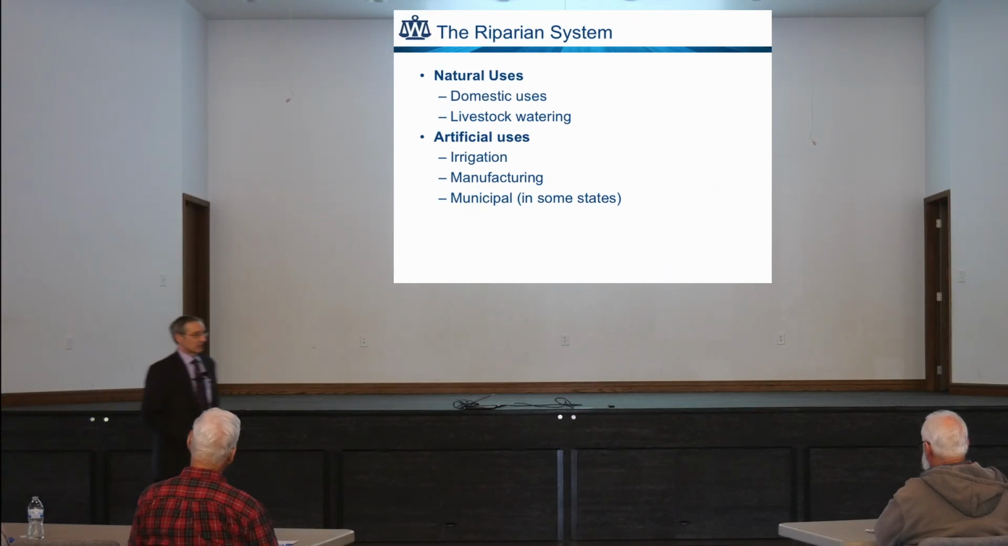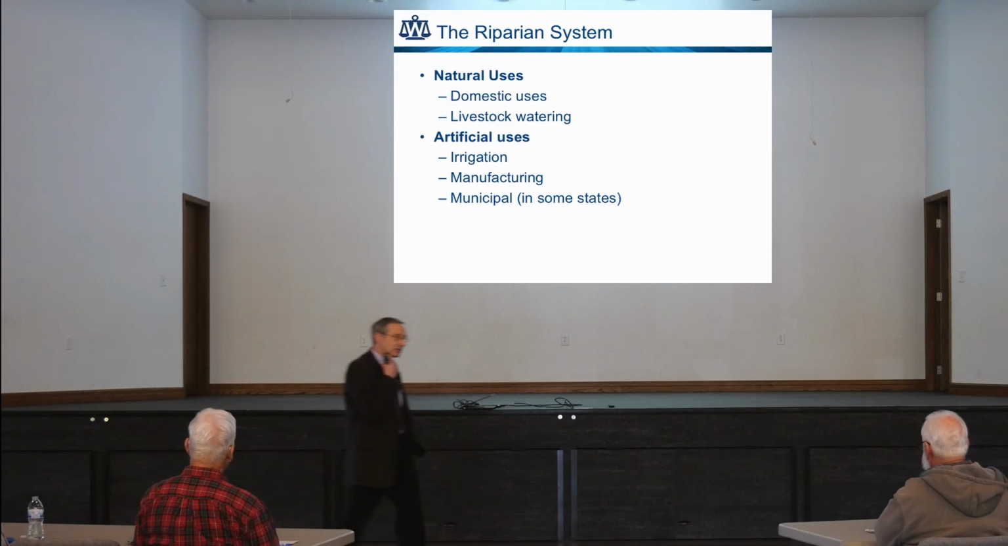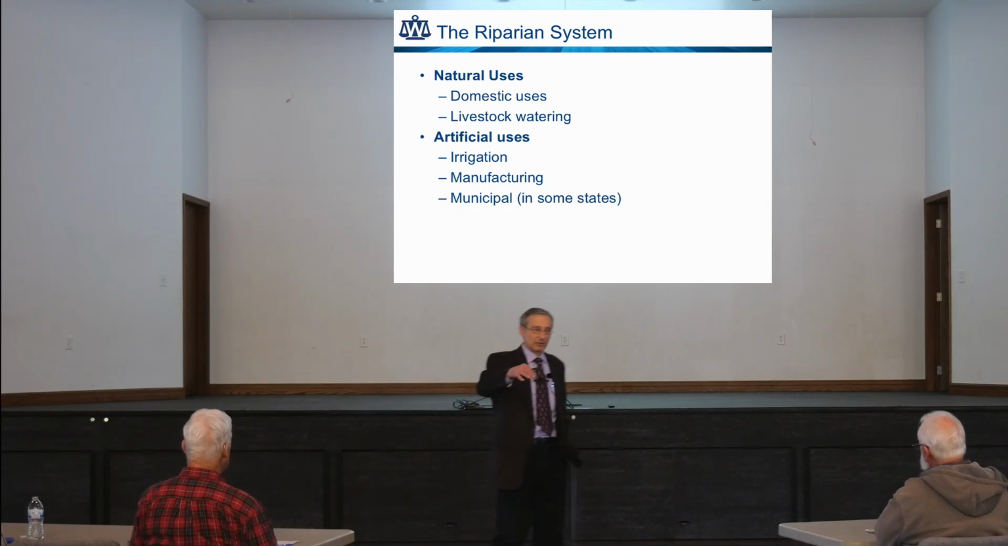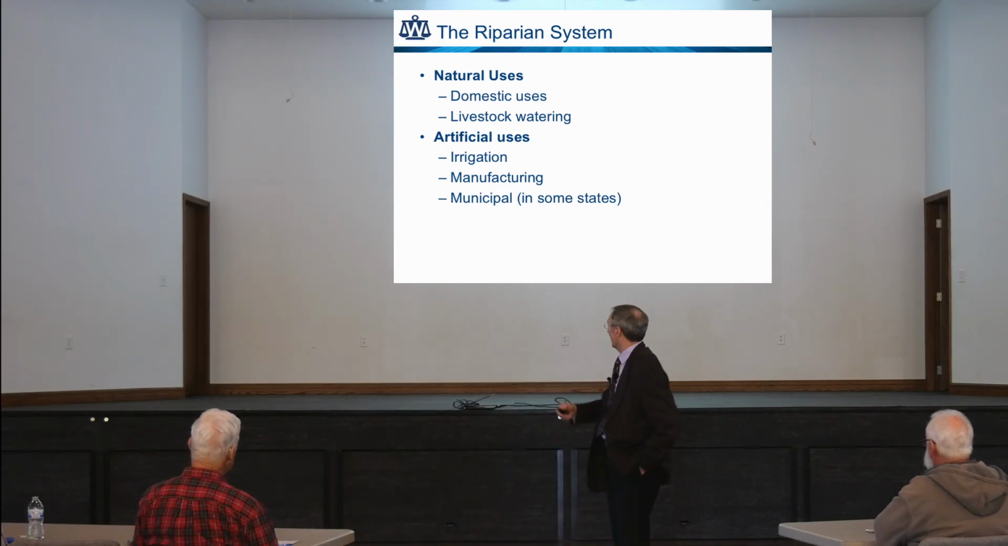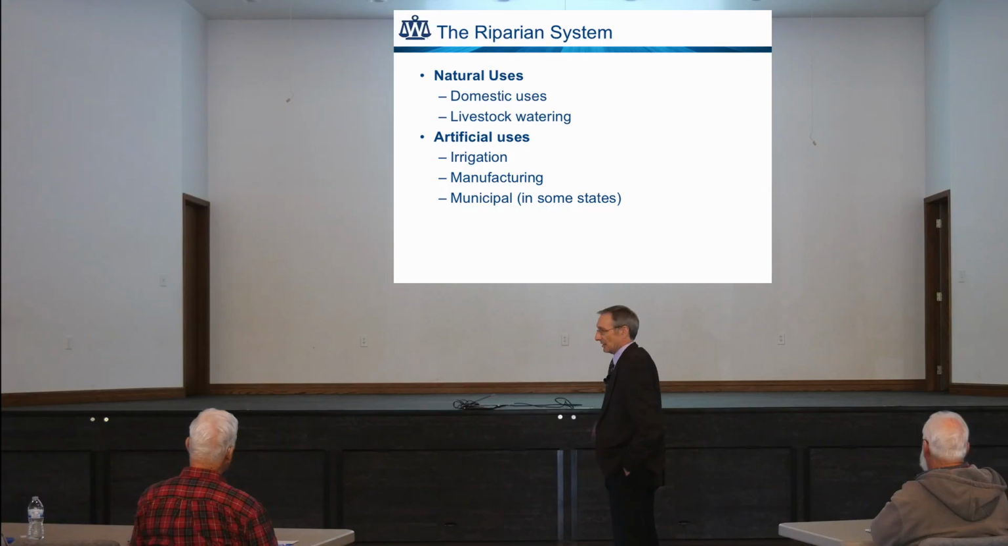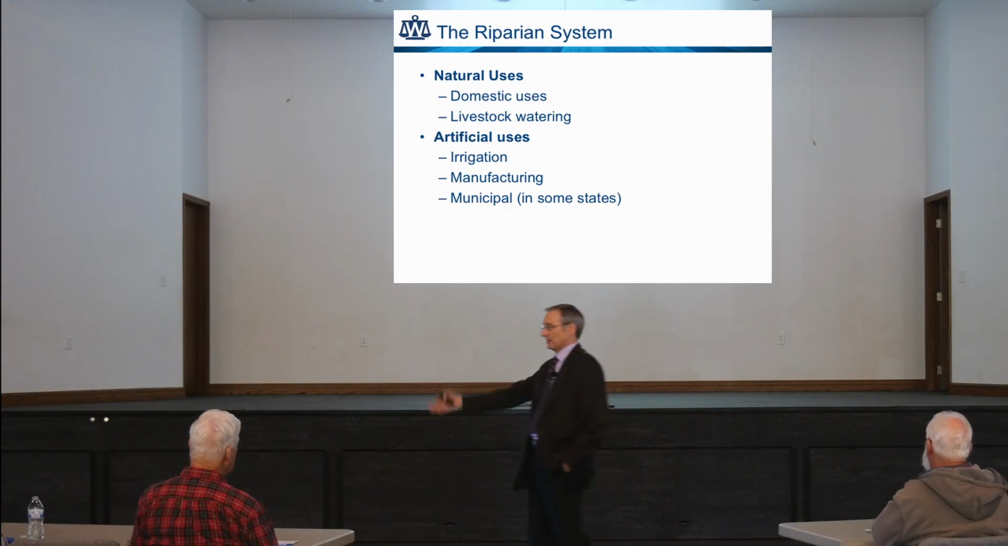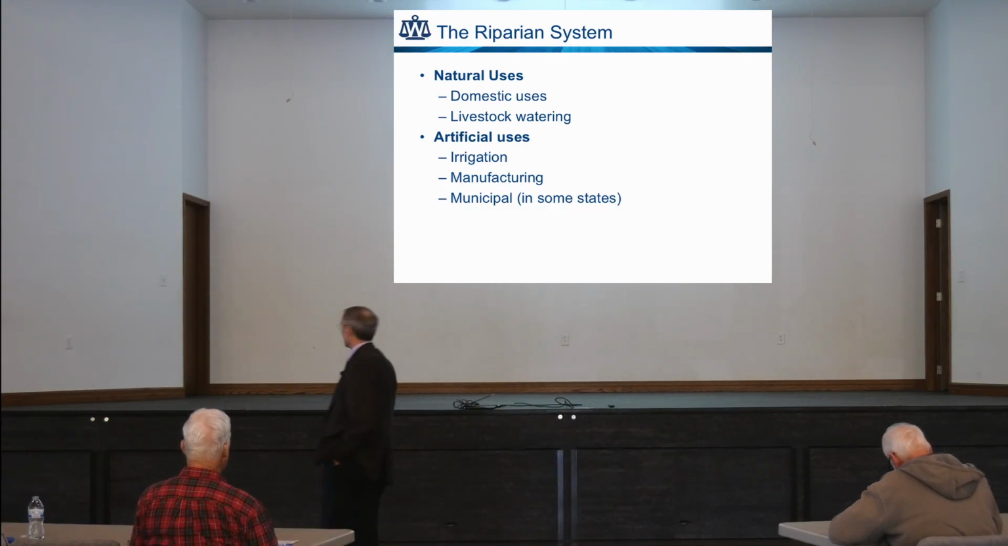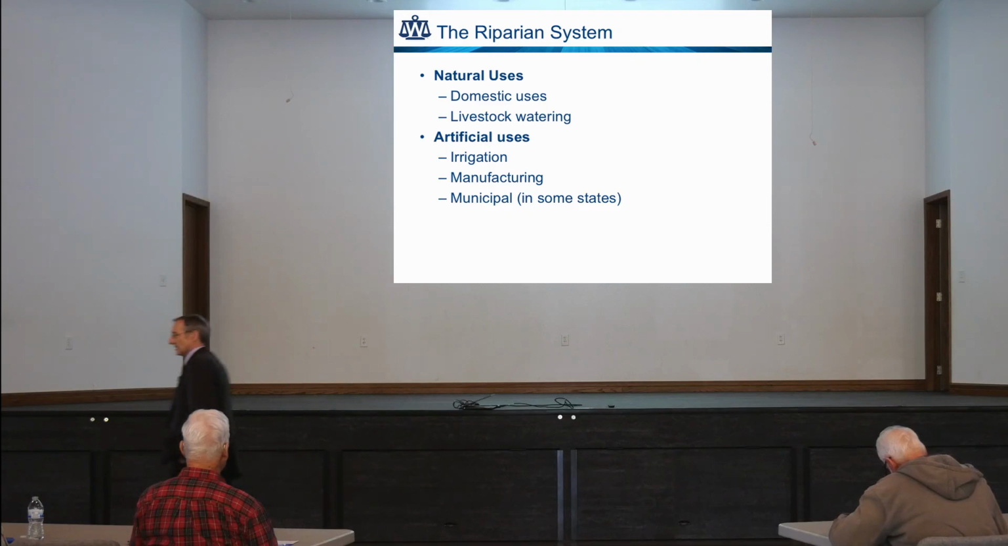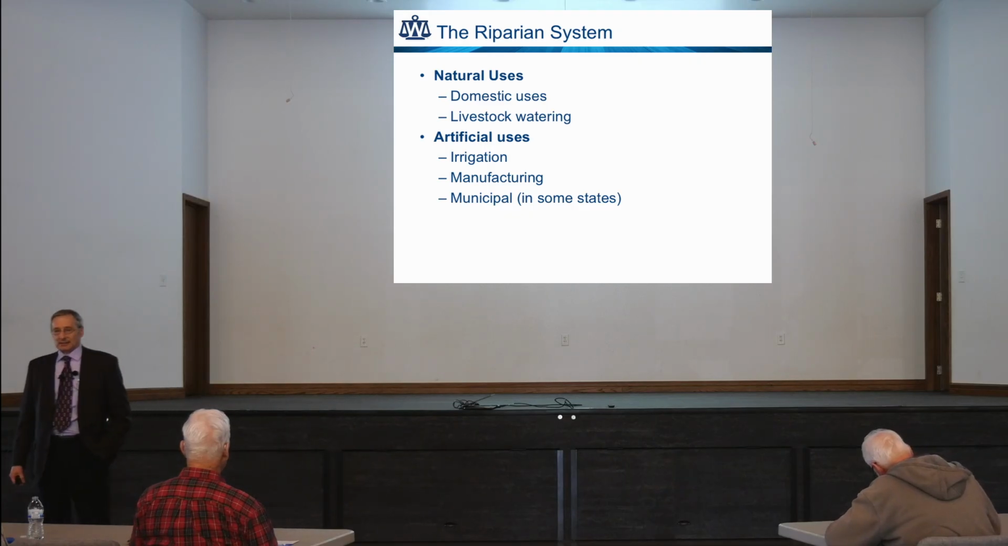So natural uses over time became domestic uses, water for the household purposes in the home, as well as watering livestock. So keeping people alive, keeping animals alive. That was a natural use of the water. Artificial uses, interestingly, not plants.